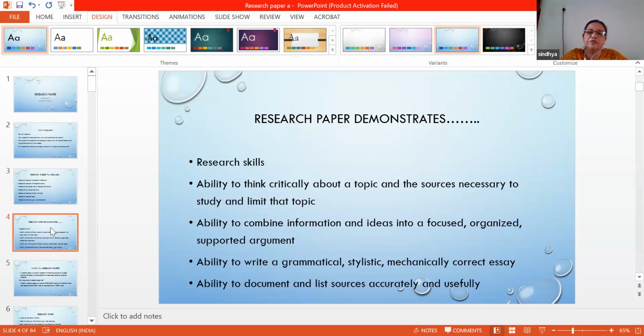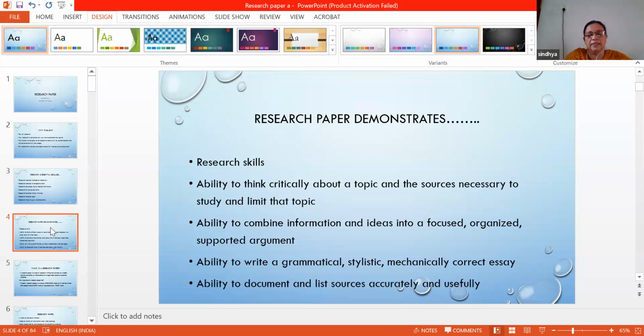And we have to combine information and ideas into a focused and supporting argument. We are collecting more information, more data, and more ideas. Based on the collected information, we have to focus on our own idea, focusing on our topic. What is our topic of interest? To that topic, we have to focus the ideas we are collecting. So it is a form of thinking also. The capacity to combine information and to focus thinking towards our topic is also demonstrated through a research paper.